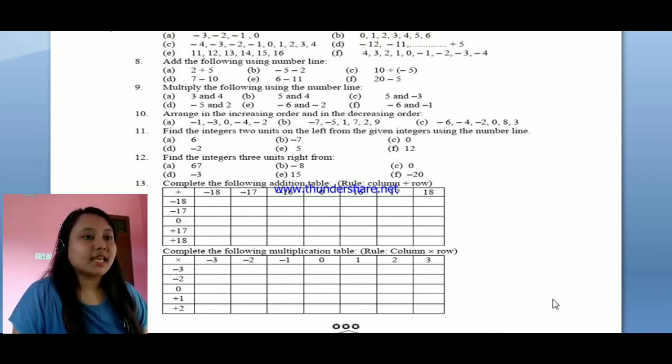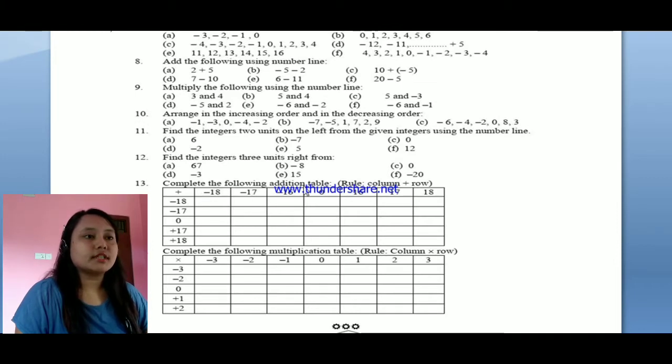Today we'll be discussing the tables of question numbers 13 and 14, up to 12 we have already done so many examples, so I don't think there will be any problem with that. If you are having a problem in increasing and decreasing order, then we'll be discussing it at the last of this class.